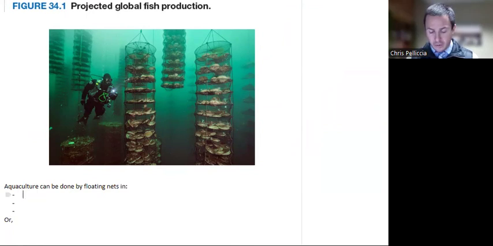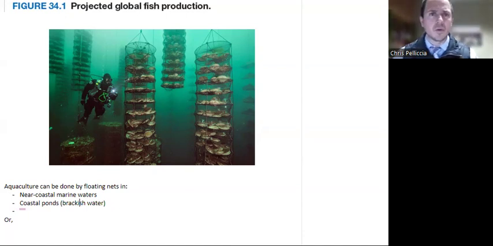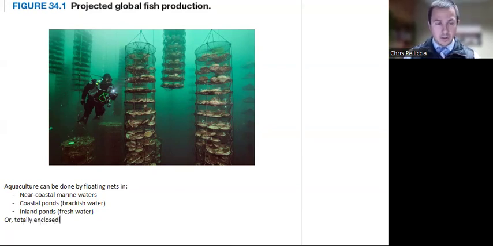It can be done in near coastal marine waters. It could be done in coastal ponds. This would be known as like brackish water, so water that has maybe a low salinity or less salt than the ocean, or it can be done in inland ponds. Inland ponds would be freshwater. All of these are viable places to do some aquaculture. Or as one of the pictures above showed, you could do this in a totally enclosed land structure. This would be vats or tanks inside of a building.